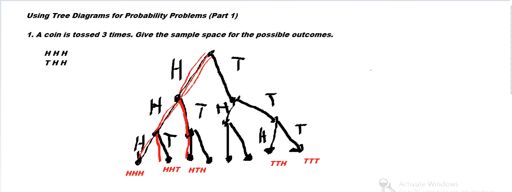So hope that makes sense, and that's a handy trick for a lot of different problems. We'll look at another example next.